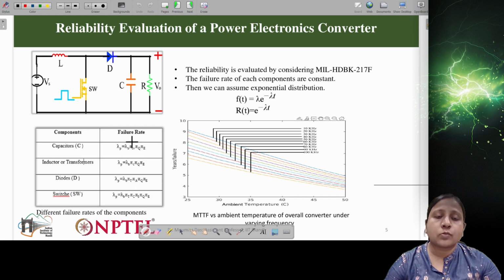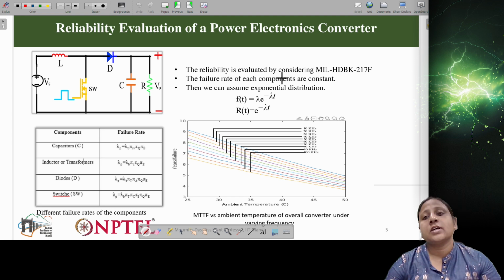So these are the formulas for the failure rate. These formulas are directly taken from the handbook. If you want to know more details about the different components in this formula, you can refer to this handbook. There are different factors, like the quality factor and the environmental factor, and the failure of the devices is related to different parameters. So this you can see here.